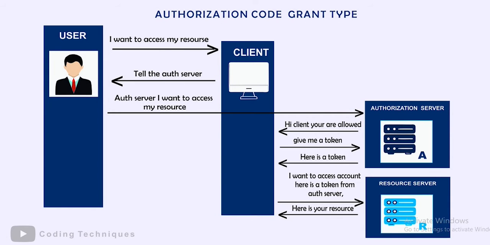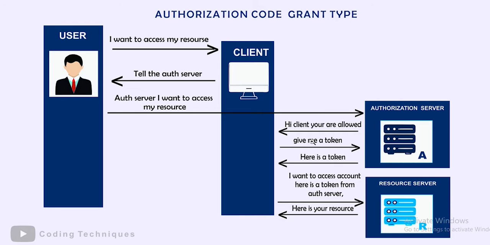So here we have the authorization code grant type. We have the user, client, authorization server and the resource server. Here the user wants to access the resource first. The client should tell the Auth server, I want to access my resource. He will provide his credential to the Auth server, and then the Auth server will tell the client that he is allowed. So the client will request his token.